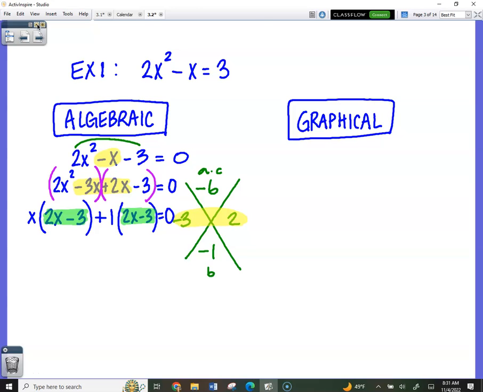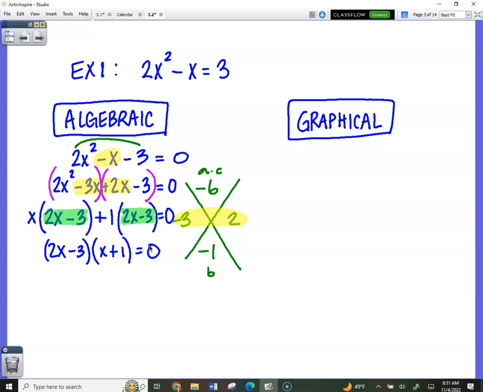Now looking at it, you have some stuff plus some stuff. What do they have in common? They have the 2x minus 3 in common, right? That's your new GCF. I'm going to pull that to the front. So it's like a factor. I'm pulling this factor to the front, 2x minus 3. Now, when I pull it to the front, I'd be left with x plus 1.